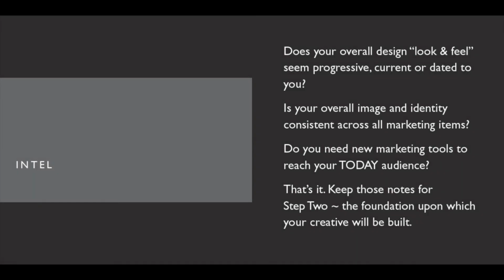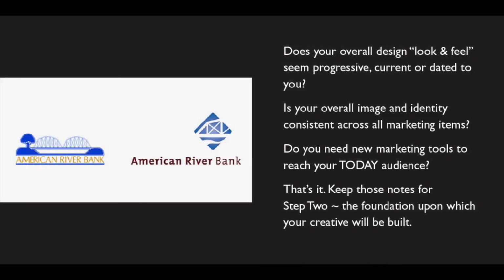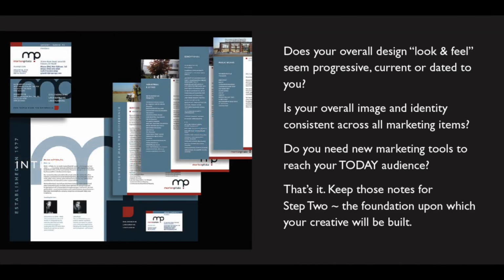Does your overall design look and feel seem progressive, current or dated to you? Here's another before and after example. Before on the left, of course, American River Bank. Not a very production friendly brand, very complicated, but a nice icon that they wanted to retain, so the solution on the right simplified and made it more current. Here's your overall image and identity, consistent across all your marketing items.